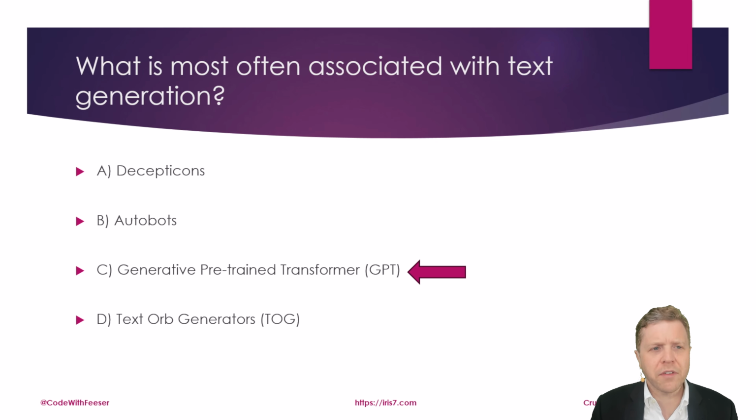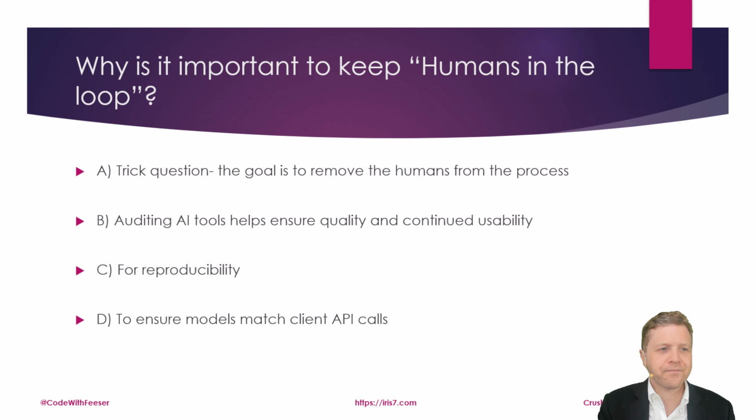There are some other ways to generate text, but Decepticons and Autobots would not be them. That's from the Transformers series. And text orb generators is just something I made up. So by elimination or just by understanding, that's what GPT is. Gen AI is pretty much based on GPT models.